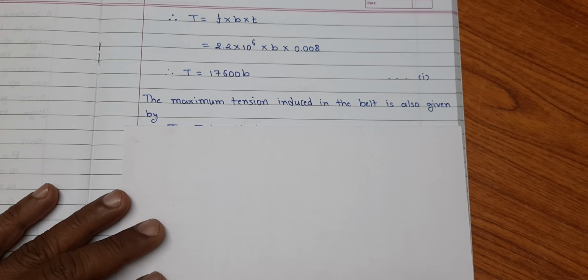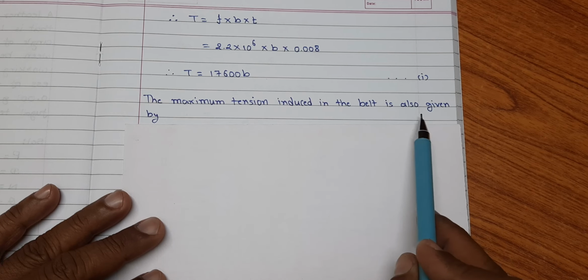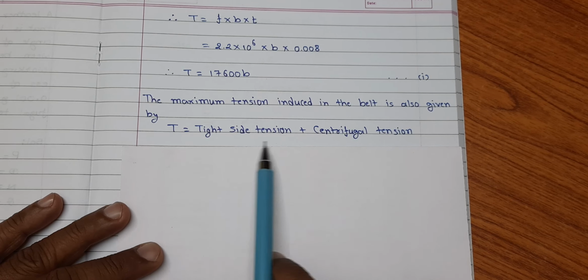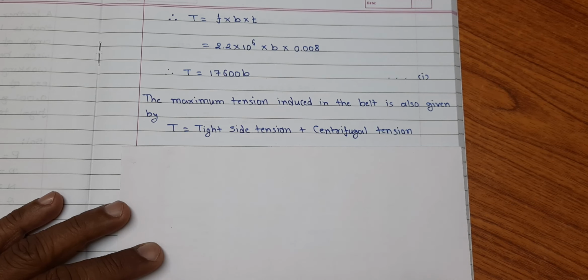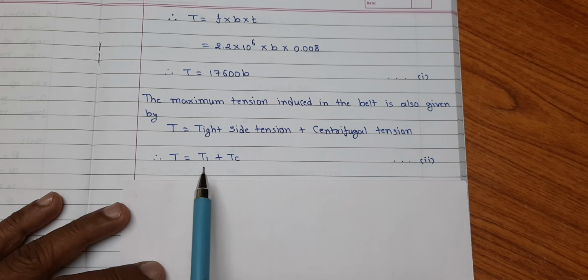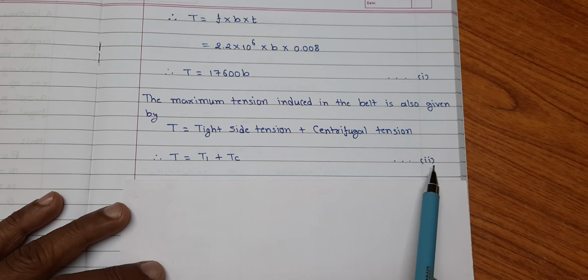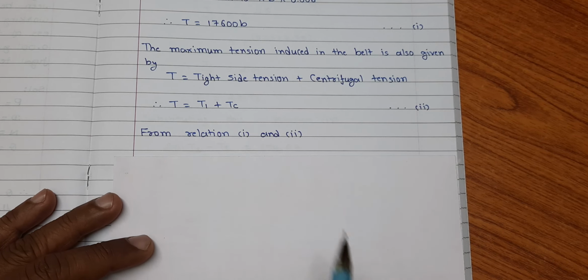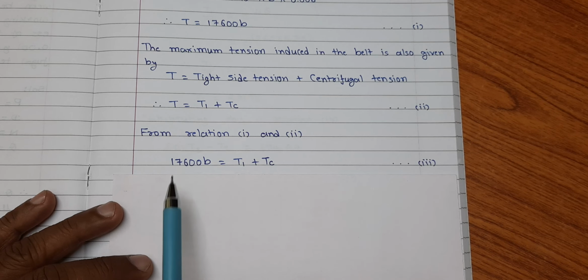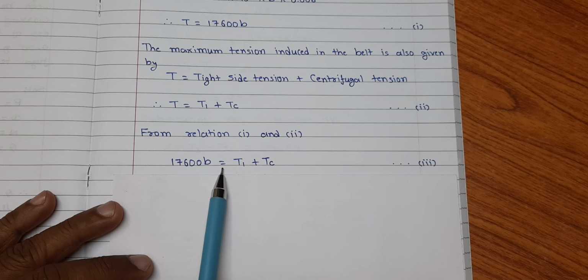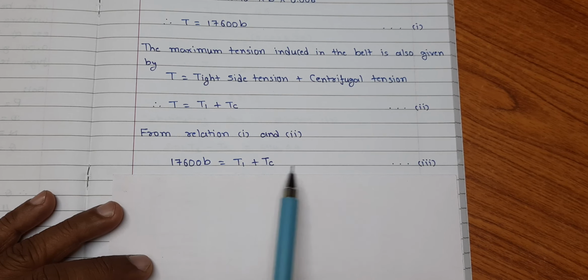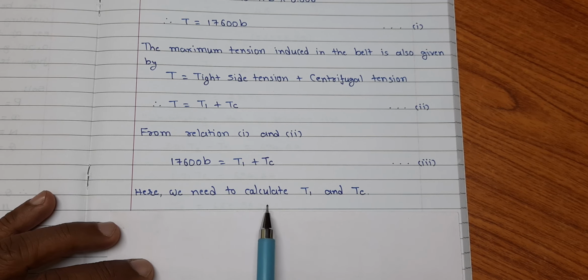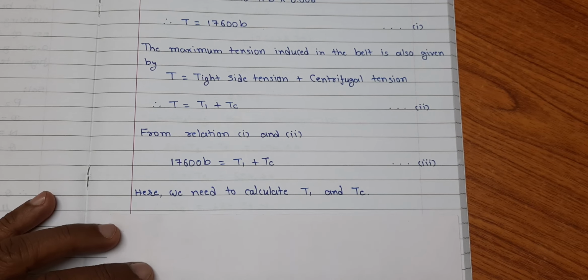Now, maximum tension induced in the belt is also given by this relation, that is T is equal to tight side tension plus centrifugal tension, that is T is equal to T1 plus Tc. Let us say this is relation 2. Now from relation 1 and 2 we can compare 17,600B is equal to T1 plus Tc. Let us say this is relation 3. Here we need to calculate T1 and Tc.